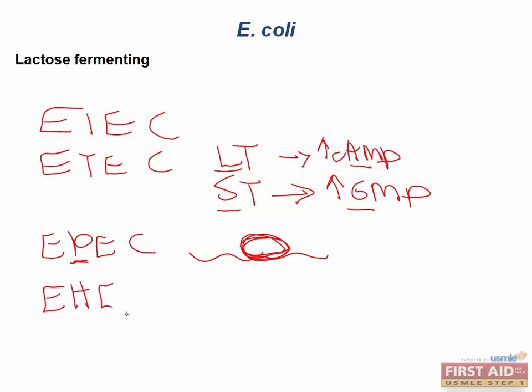EHEC, or enterohemorrhagic E. coli, of which O157:H7 is the most common serotype, also produces a Shiga-like toxin. It causes swelling of the endothelium and narrowing of blood vessels. Do you remember what the Shiga toxin does? It inactivates the 60S ribosome subunit, inhibiting protein synthesis.